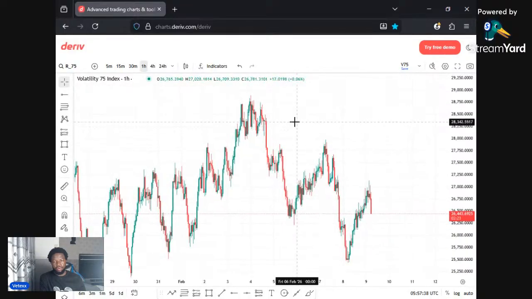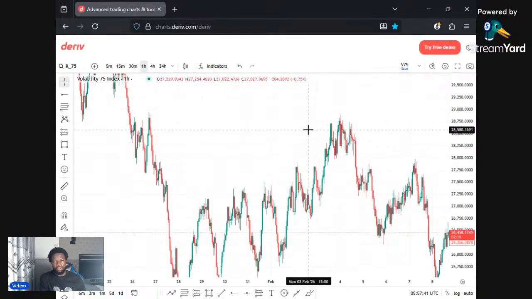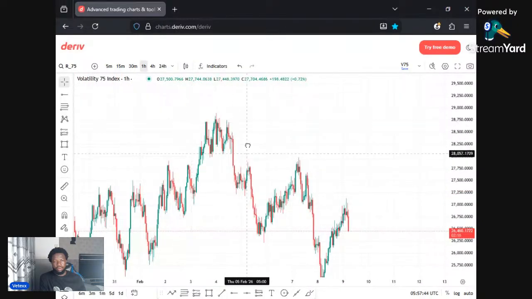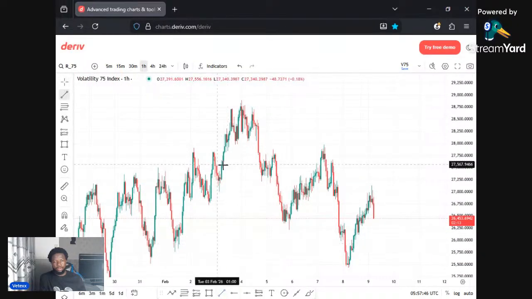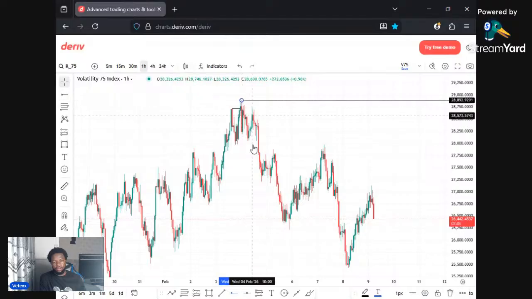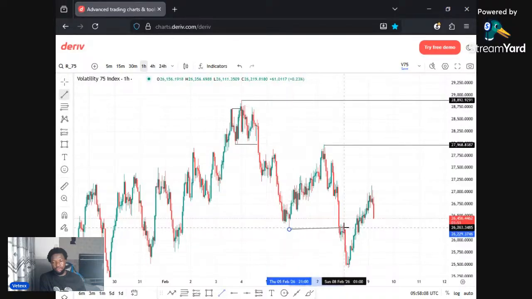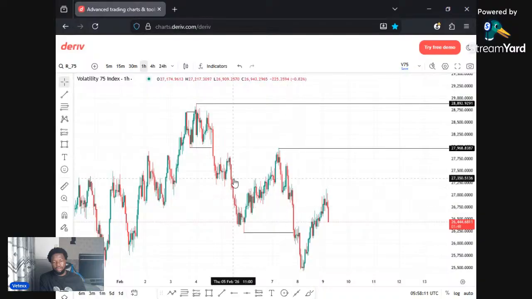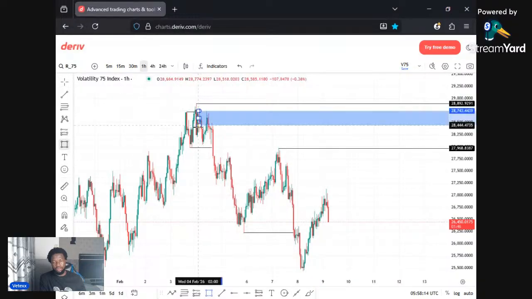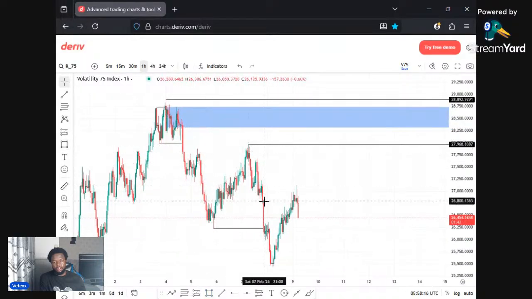Okay, on the 1 hour time frame, we have a sweep of liquidity. We have a protected high, a first break of structure, and then a structural liquidity. And then a second break of structure here. So this is our point of interest. Alright, this is our point of interest.